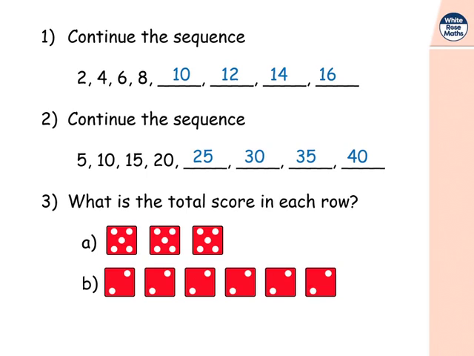And what is the total score in each row? Well, we've got 5, 5 and 5, so we can count up in fives, 5, 10, 15. Or we could put the first two fives together because we know 5 and 5 is 10, and then another 5 makes 15. What about in B? 2 plus 2 plus 2 plus 2 plus 2 plus 2. 6 twos. 12 altogether.